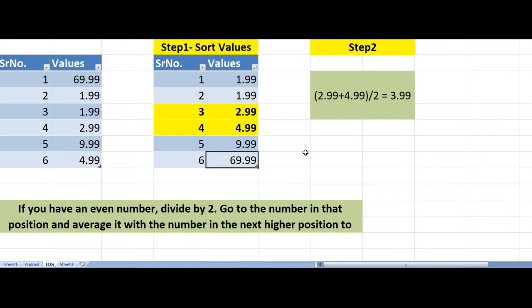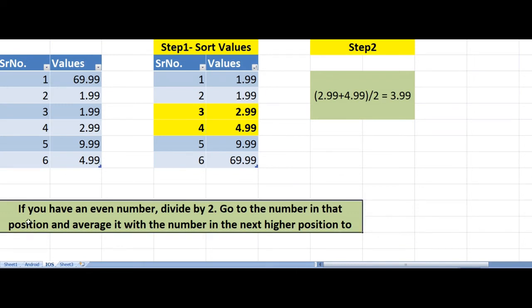Now what is the logic if you have an even number? We have to divide by 2. Here, what is the total number of values? 1, 2, 3, 4, 5, 6. 6 divided by 2 is 3. So we have to consider that position and the number next to it, which is the 4th position. So the 3rd and 4th positions we have to consider. The numbers at the 3rd and 4th positions are 2.99 and 4.99. And these two numbers we just have to average out, like add these two numbers and divide by 2.